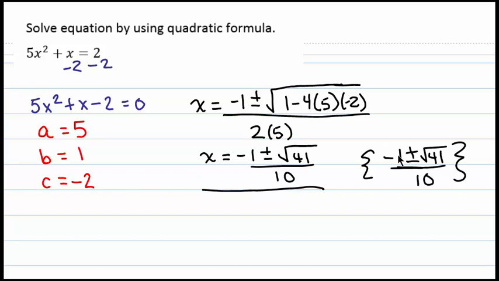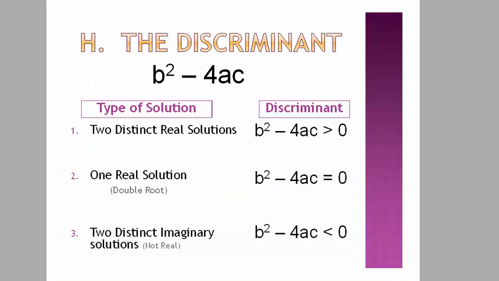The last thing that we want to talk about in this section is the discriminant. The discriminant is simply what is underneath the radical. It doesn't include the square root, it's only what's underneath the square root. So it's b squared minus 4ac that is your discriminant. Now, it tells you about your solutions.